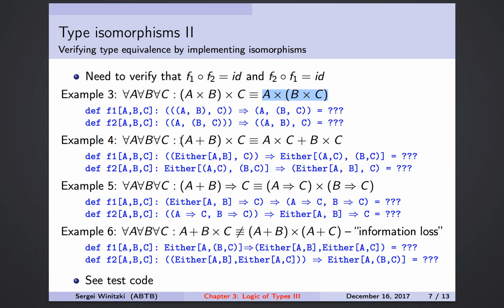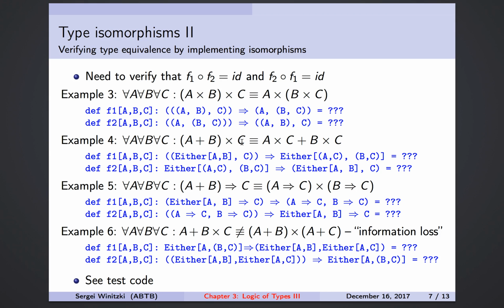Example 4. This is a theorem of logic. If you interpret plus as disjunction and times as conjunction, it's also a theorem of arithmetic. Just like this one, by the way, was also a theorem of both logic and arithmetic, interpreting our notation that way. So how do we check that this is true? The two functions must have this type.